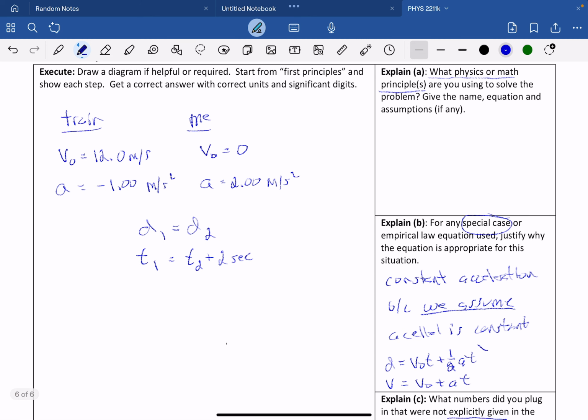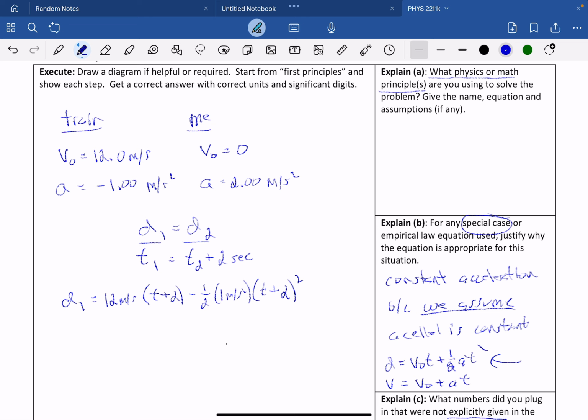So I'm going to use those 2 pieces of information to solve this problem. And I'm going to start with the fact that we know the distances are the same. So the distance for the train is going to be, and I'm using this equation right here, 12 meters per second times t plus 2, minus 1/2 times 1 meter per second squared times t plus 2 squared.